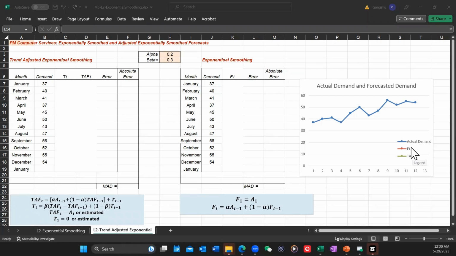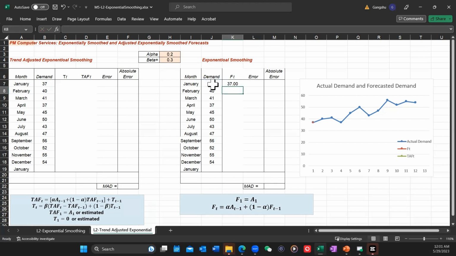We now demonstrate how to use Excel to run exponential smoothing and trend-adjusted exponential smoothing forecasting using the PM computer service data. In this data set, we have 12 months of data. And we are going to try the exponential smoothing approach at first. In this approach, we are going to set the first forecasting point to be the first month of actual demand.